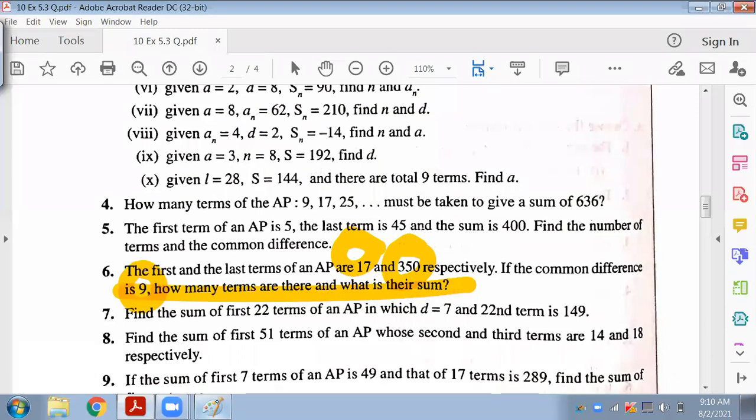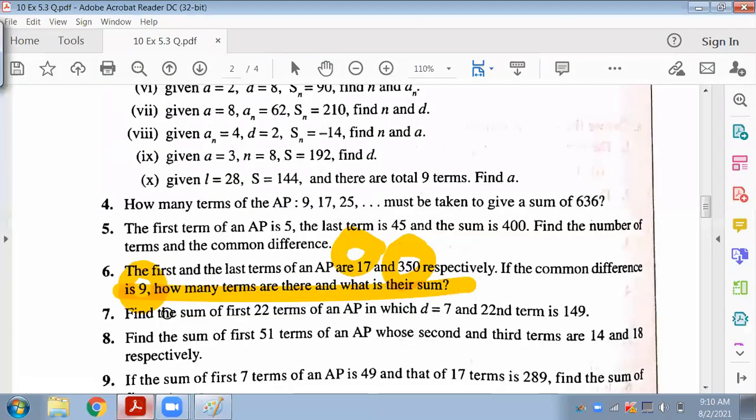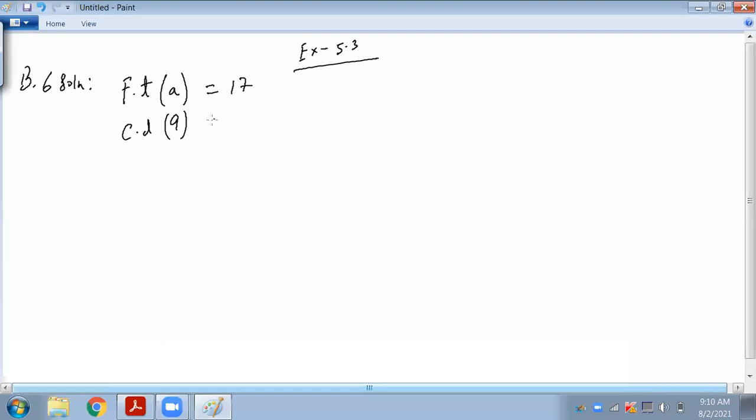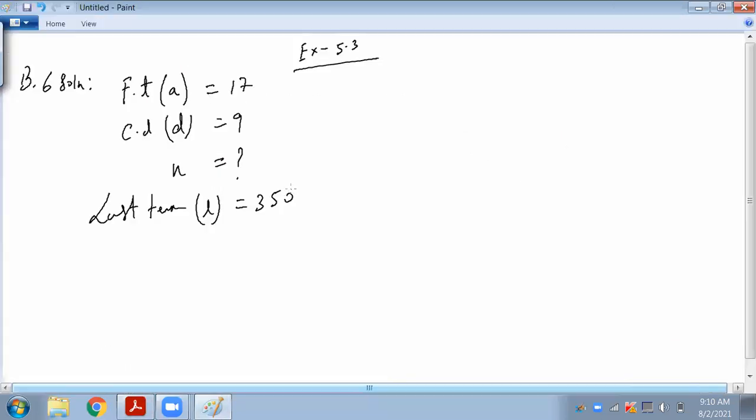The last term is also given. The common difference is not given. Hmm, the common difference is also given. Common difference is 9. The number of terms we have to find. The last term is given, 350, and you have to find the sum also.